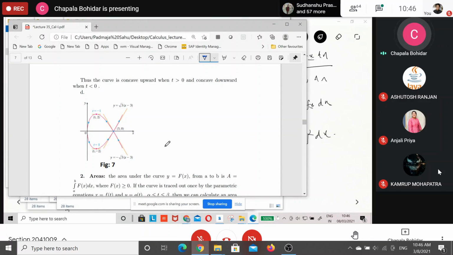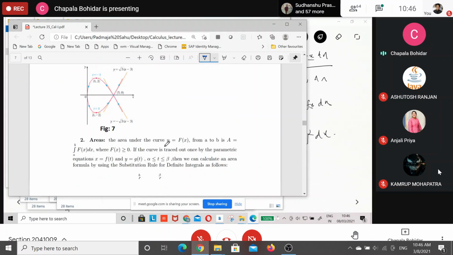So now area. Now you have to convert that area into the parametric form. We know we find out the area, that is the integration from a to b f(x) dx, where y is the function of x, where f(x) is greater than 0. Then here we have to convert it to the parametric form as x is the function of t and y is the function of t, and t lies from alpha to beta.